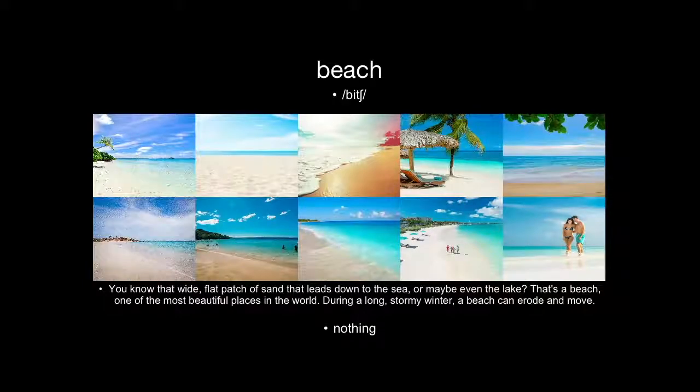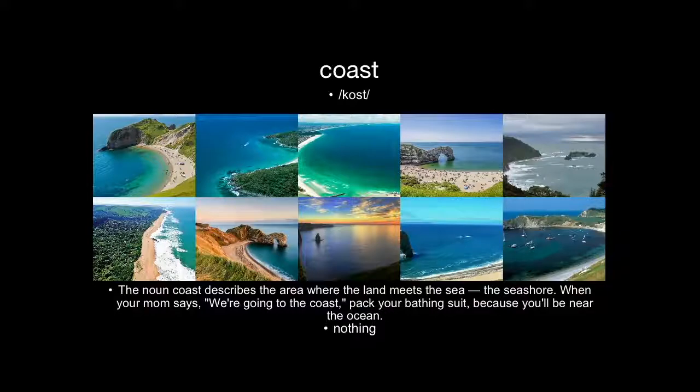Beach. You know, that wide, flat patch of sand that leads down to the sea, or maybe even the lake. That's a beach, one of the most beautiful places in the world during a long, stormy winter. Coast. The noun coast describes the area where the land meets the sea, the seashore. When your mom says, "We're going to the coast," pack your bathing suit, because you'll be near the ocean.